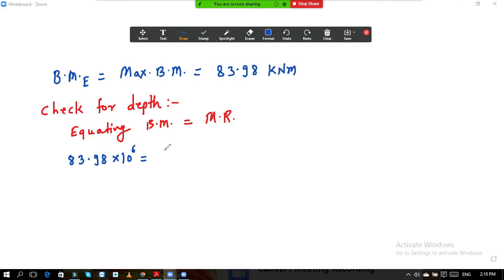So now here it is 0.138 FCK BD square. Here D is nothing but D required.